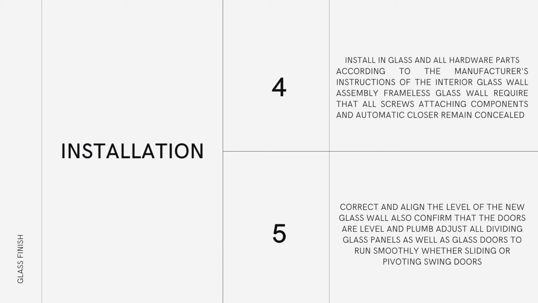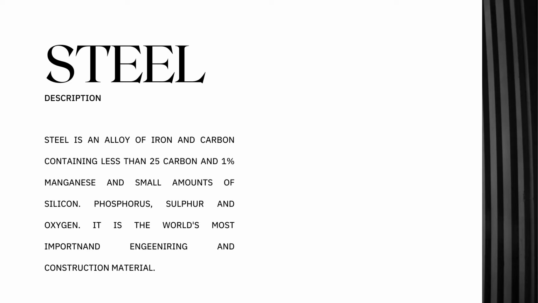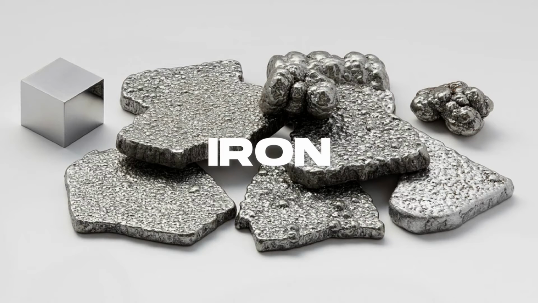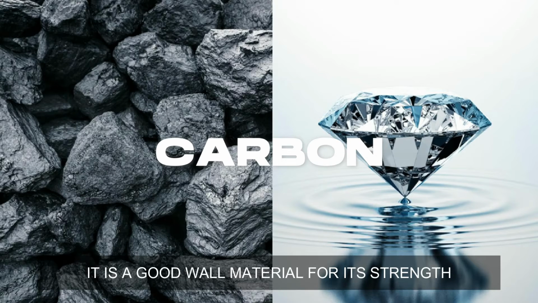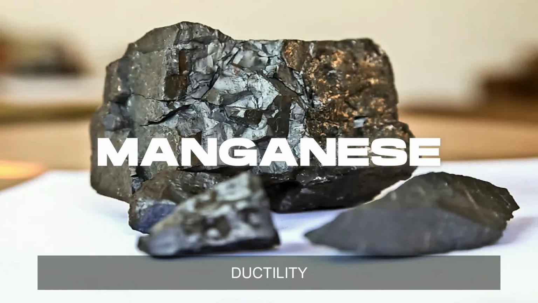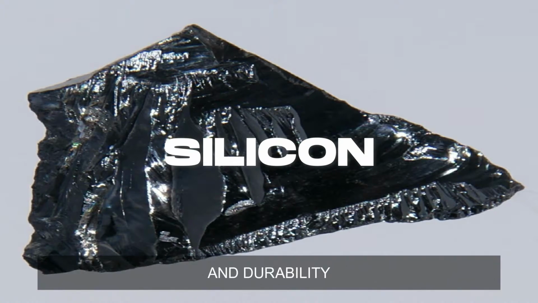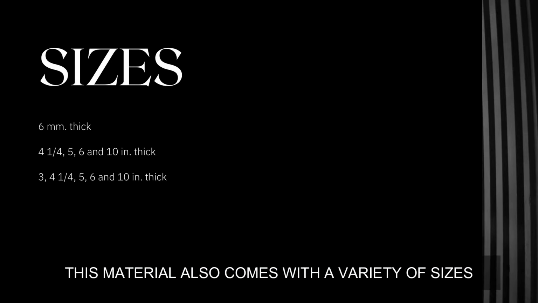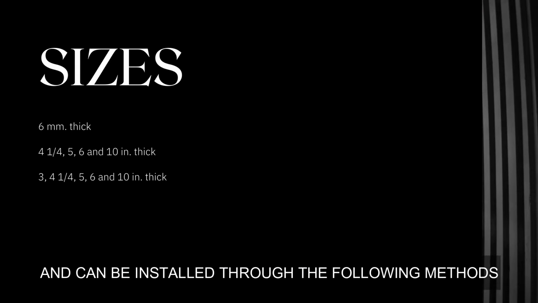Then we have the steel. Steel wall tile are made from thin gauge sheet steel to give them rigidity and coated with porcelain enamel in a full range of colors. It is a good wall material for its strength, toughness, ductility, weldability, and durability. This material also comes with variety of sizes and can be installed through the following methods.